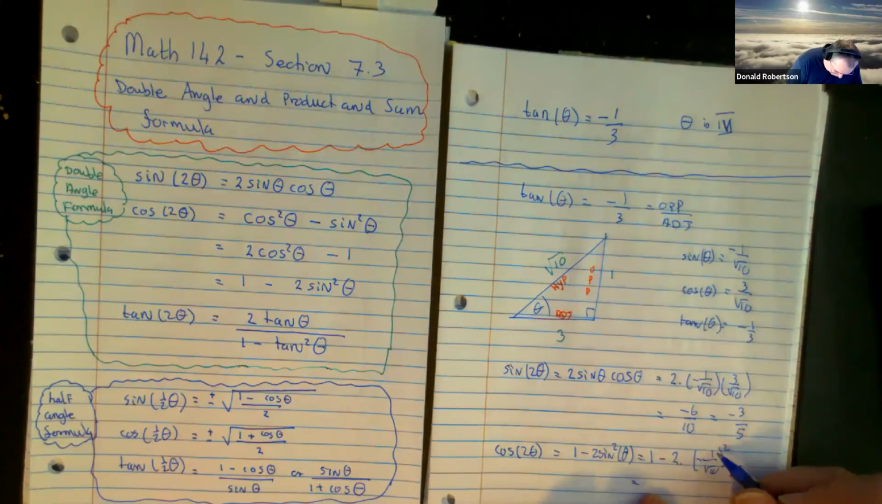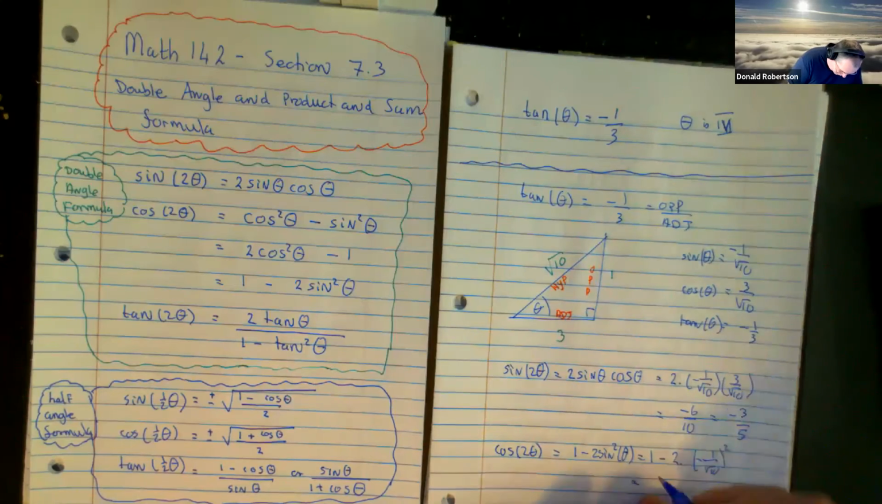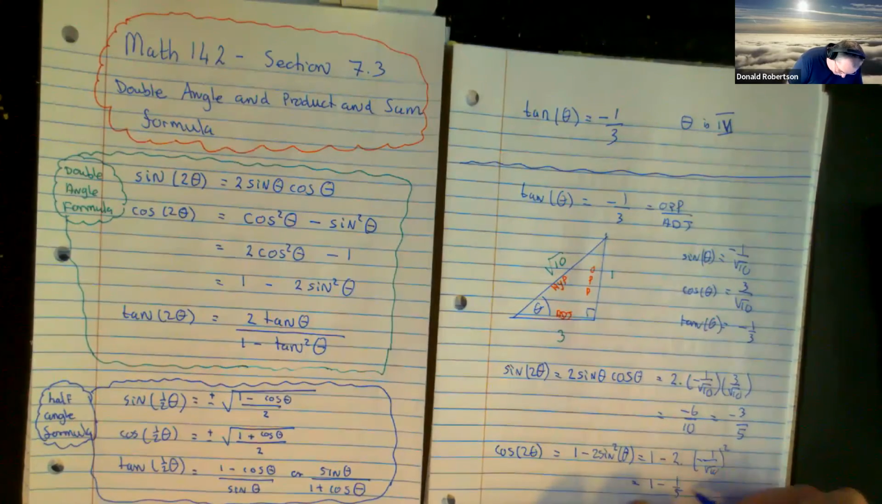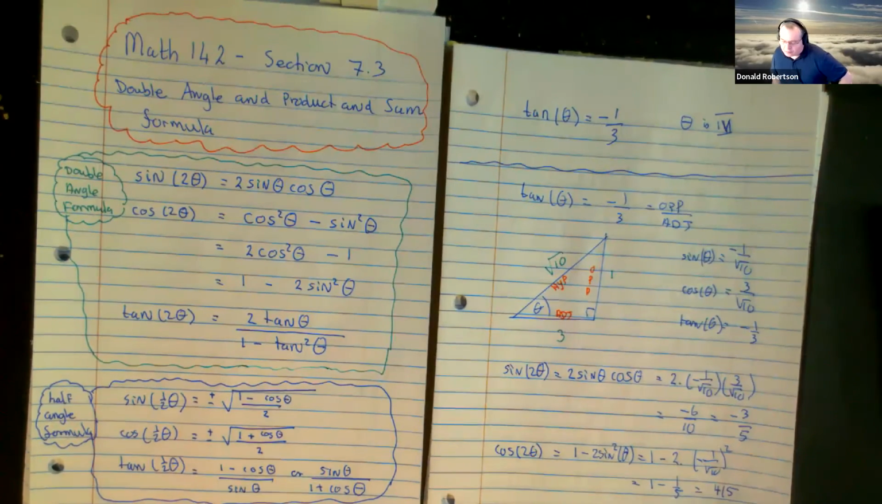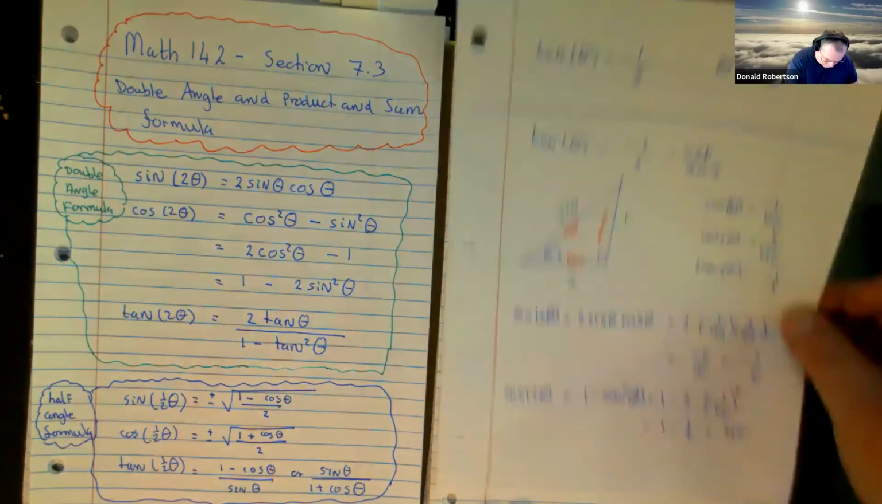That guy is basically 1/10. 2 times 1/10 is a fifth. So I get the answer 4/5. That look good?